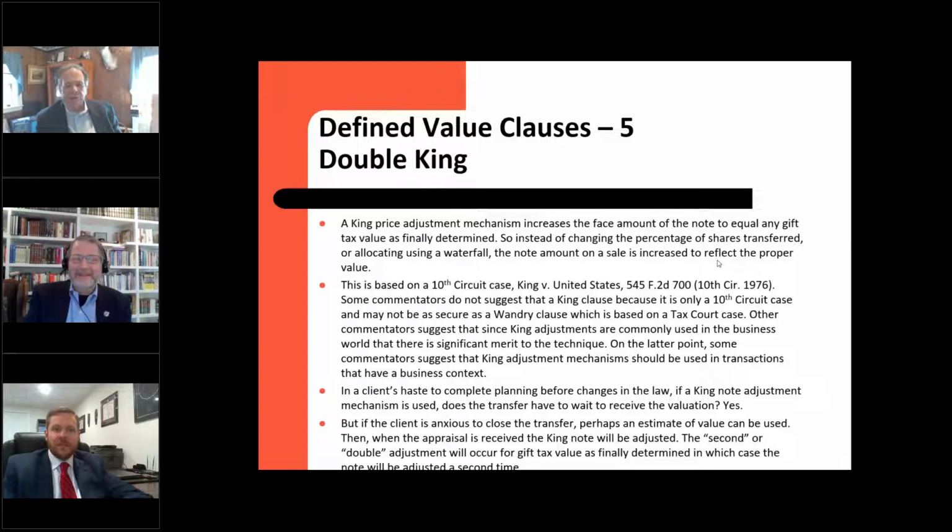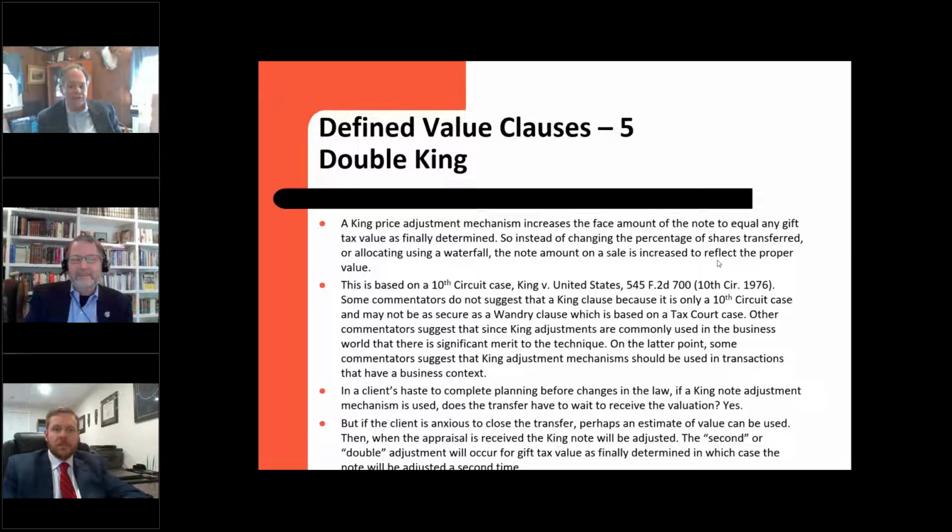But what again you can do with a wandering clause is you can say, I'm selling whatever it is worth as of the date of the transfer. It's not the date that you get the appraisal, but today I am selling this trust $1 million worth, $5 million worth, whatever it is. The appraisal will come in, and that's what you'll use as your estimate.